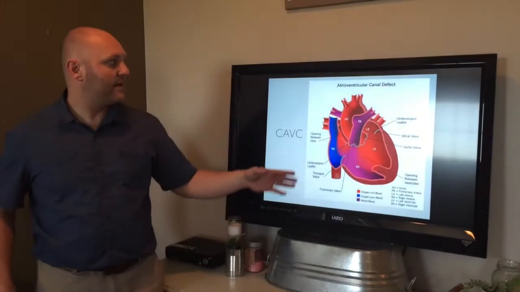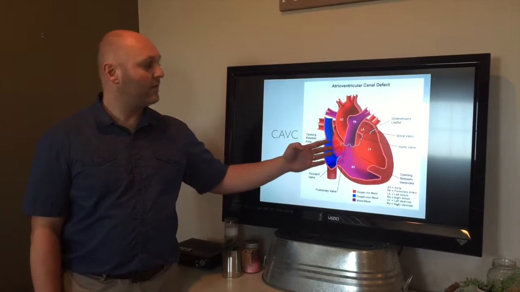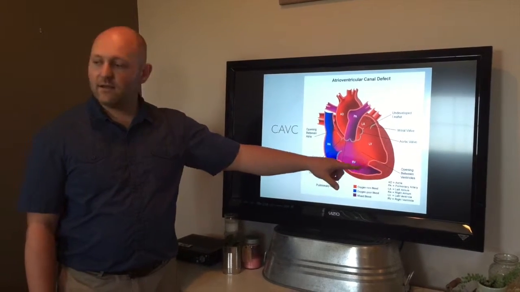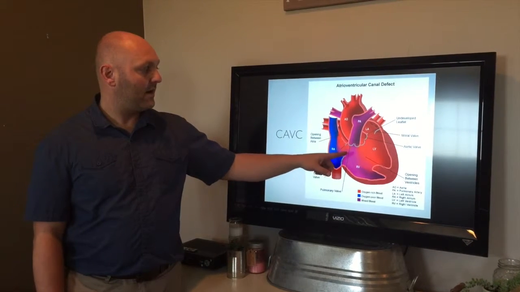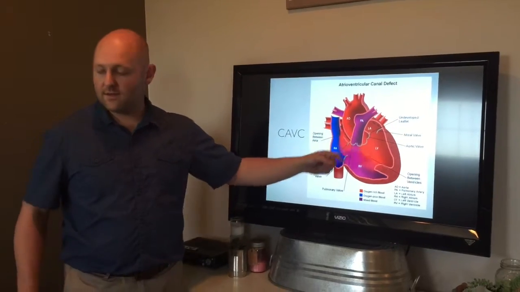Acyanotic, let's look at AV canal. Notice how the aorta has bright red blood flow showing in the systemic, but there's a missing ventricular septum and an atrial septum, and there's mixing and an increase of blood flow to the lungs.